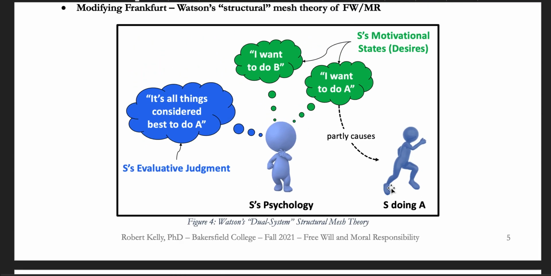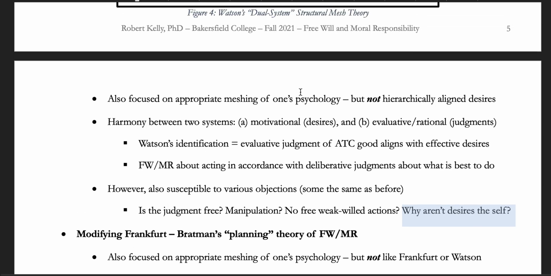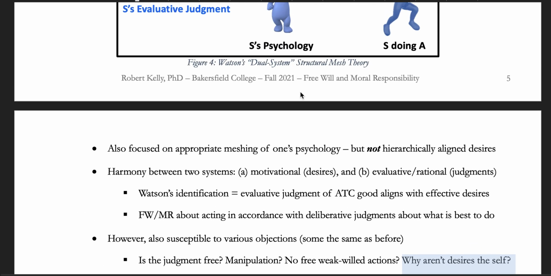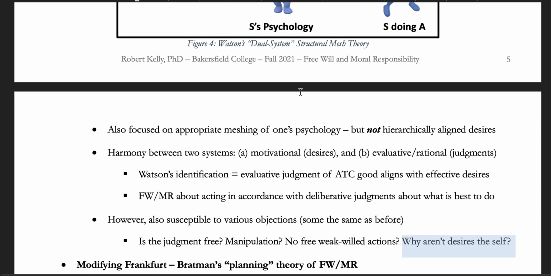Why aren't your desires the self? So it seems like Watson is saying your evaluative judgment is really taking the lead here. And so if you do something based on a desire that does not align with your judgments, then he's like, oh, well, that's not free. That's not proper alignment. Well, why not? Why aren't your desires connected to your true self? Why is judgment taking the lead here? Can you not just act spontaneously on your desires, but in a free way, without even thinking about it, without making any judgments? He's going to have to say no. And the question is why?